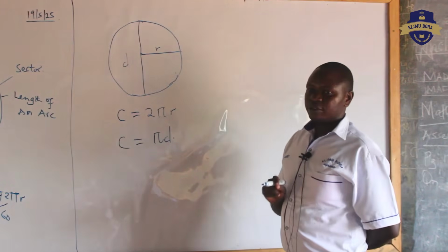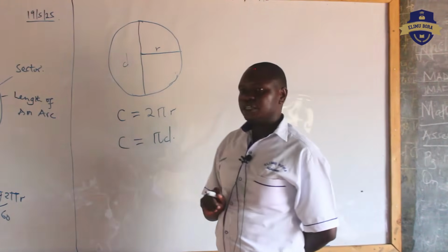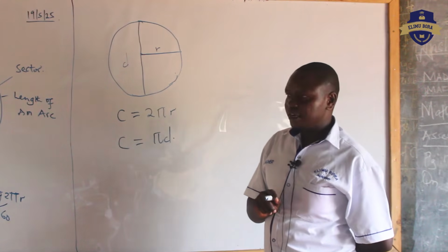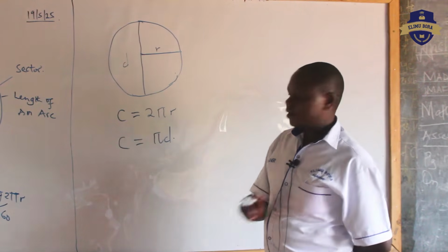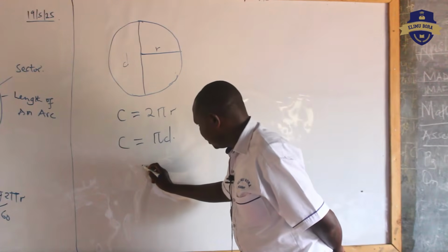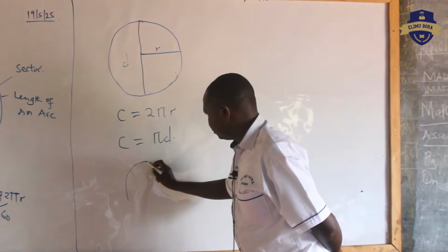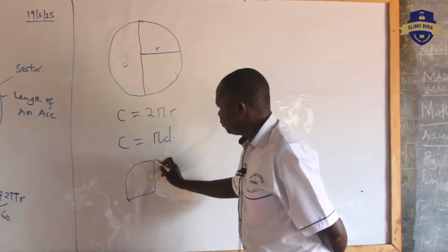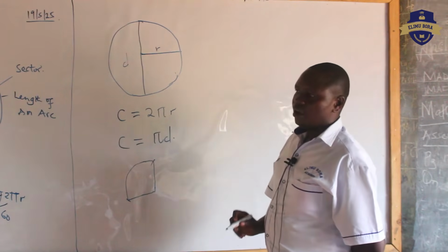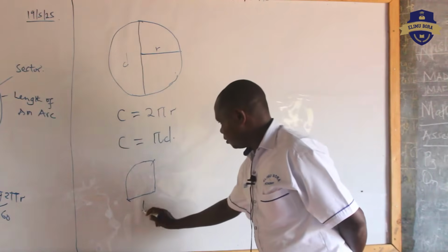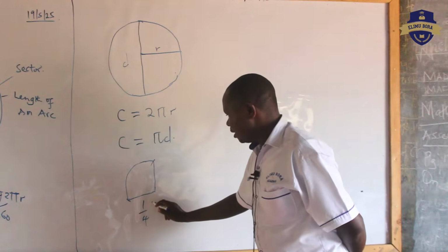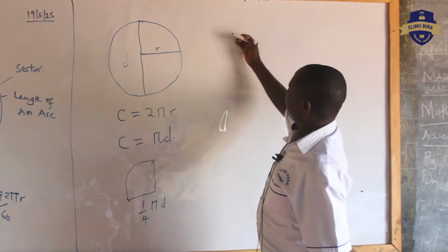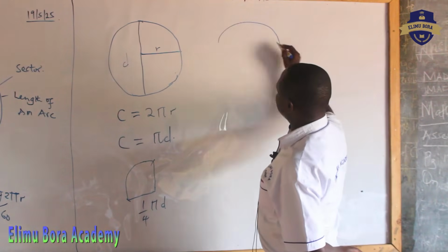Now, we are also able to know how we can get circumference of what? Parts of a circle. If it was a quarter, what did we do to get the length of an arc? The length of an arc of a quarter circle. How did we get this length from this point up to here? It was a quarter of the circle multiplied by what? Pi d.